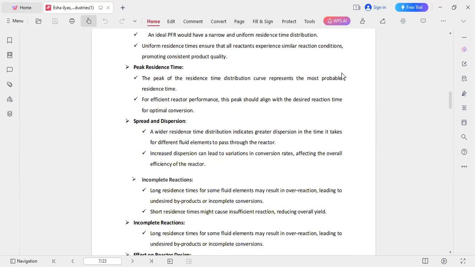Spread and dispersion. A wider residence time distribution indicates greater dispersion in the time it takes for different fluid elements to pass through the reactor. Increased dispersion can lead to variations in conversion rates, affecting the overall efficiency of the reactor. Incomplete reactions. Long residence times for some fluid elements may result in overreaction, leading to undesired byproducts or incomplete conversions. Short residence times might cause insufficient reactions, reducing overall yield.